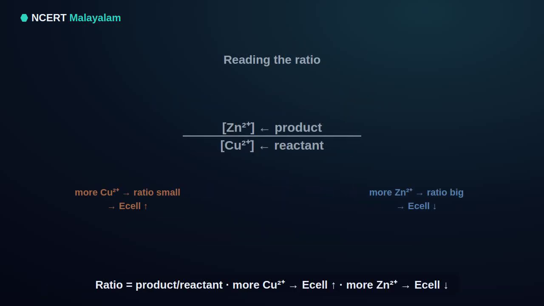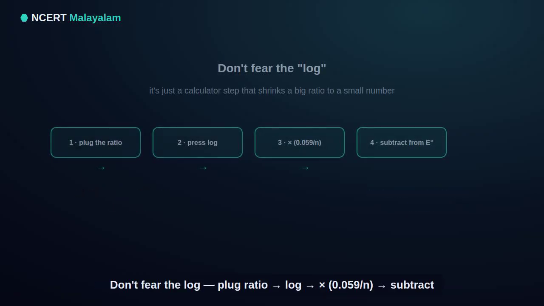The ratio is product over reactant. Lower copper 2 plus makes the ratio small, so E cell goes up. Lower zinc 2 plus makes the ratio big, so E cell goes down. Do not fear the log. Just plug in the ratio, press log, multiply by 0.059 over n, and subtract from E standard.